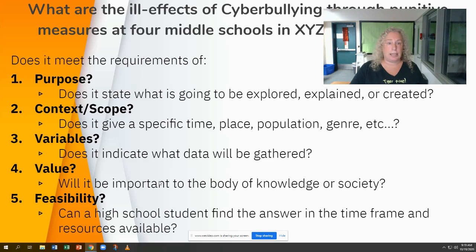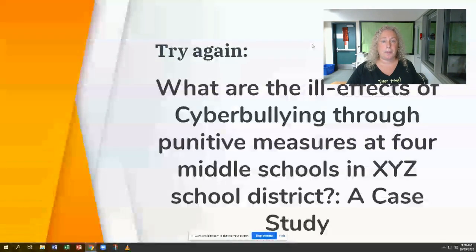Is it valuable? Again, anything that you think is going to have ill effects on people is going to be valuable. And then feasibility. Can a high school student do this? Yeah. You can talk to middle school principals. You can gather middle school data. You can talk to middle school students. You absolutely can make this happen in our school district at very select middle schools that you have ties to.